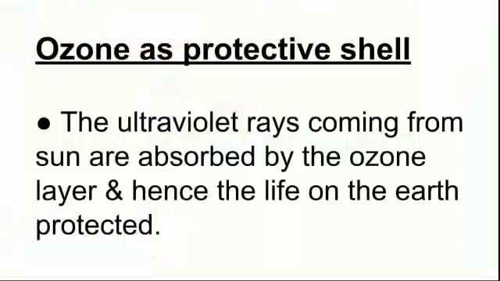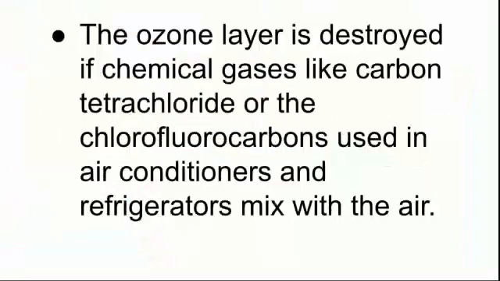We are disturbing the balance, and also we are causing a depletion in the ozone layer. What is the ozone layer? It is a protective shell of our earth. The ultraviolet rays coming from the sun are absorbed by the ozone layer. Hence the life on earth is protected. The ozone layer is destroyed due to chemical gases like carbon tetrachloride and chlorofluorocarbon used in air conditioners and refrigerators, which mix in the air.